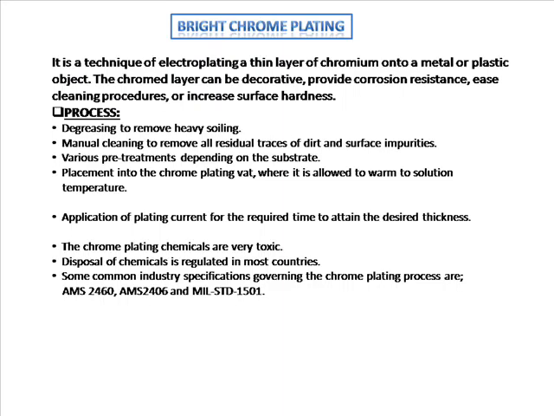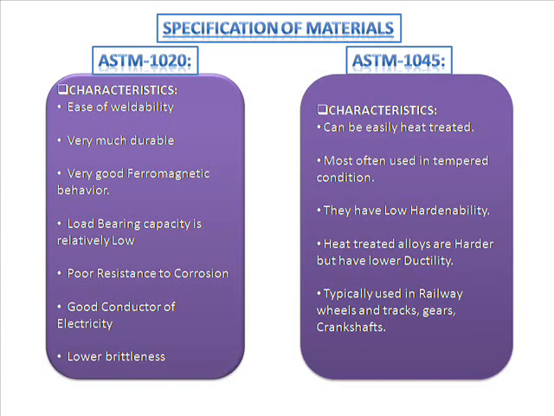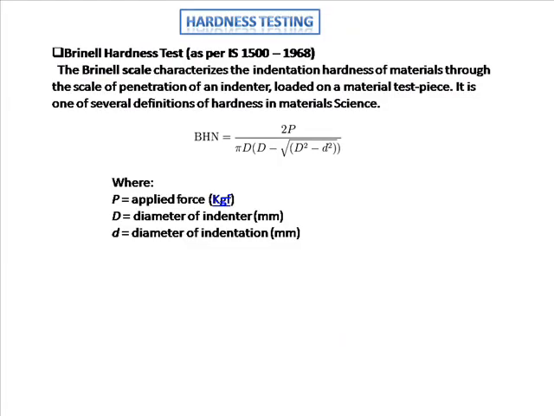Bright chromium plating is a best technique. It is a technique of electroplating. Specification of material: ASTM 1020 and ASTM 1045. Hardness testing: Brinell hardness test as per 1500 to 1968.